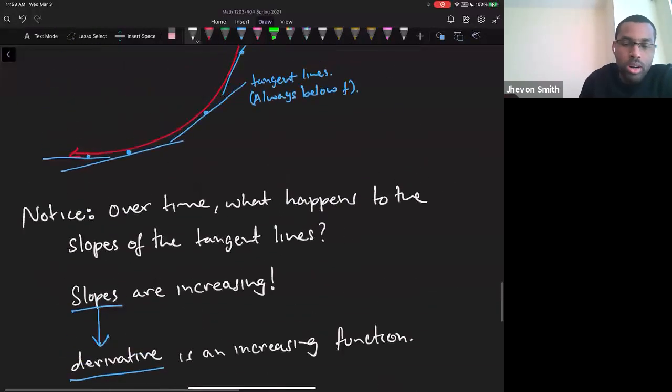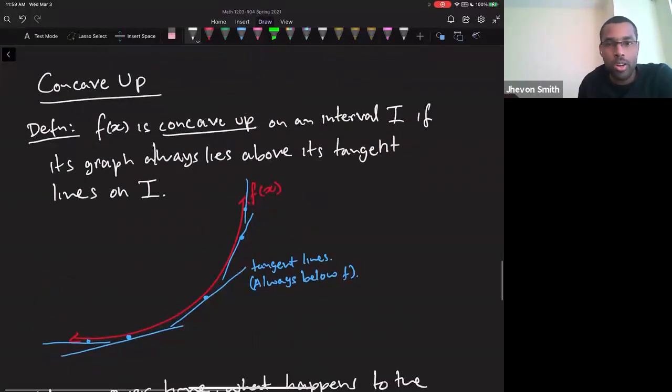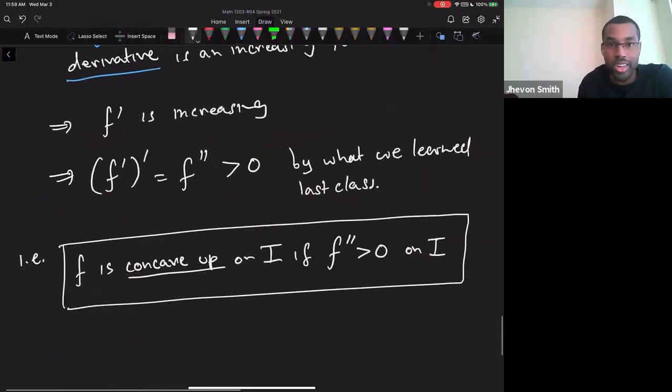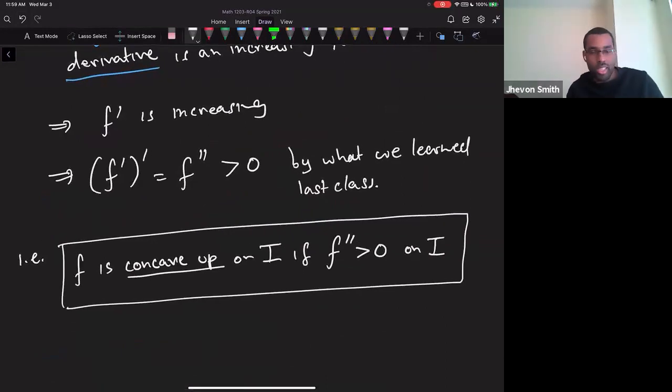So it turns out whenever a function has this behavior, I can identify when it would have that behavior by simply looking at the second derivative. I can say, is the second derivative positive? Then I know it has this behavior. Okay?